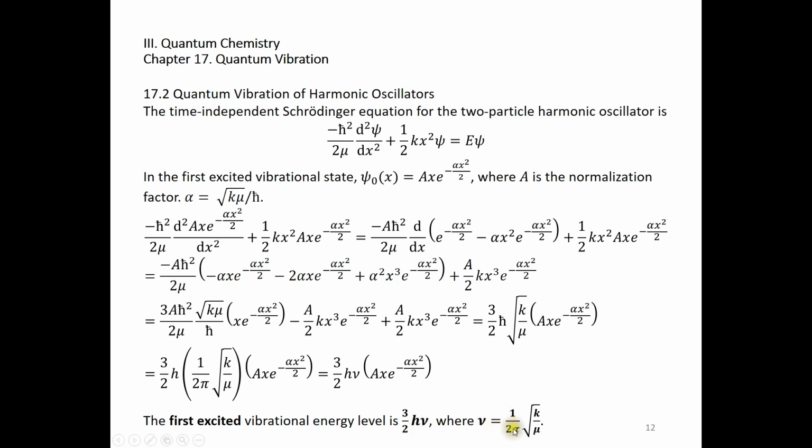Nu is 1 over 2 pi times the square root of k over mu. Again, you can rewrite this as 3/2 h bar times omega. H bar is h over 2 pi. Omega is nu times 2 pi. So it's just different flavors. This is more like the chemist's flavor, and if you use h bar times omega, more like physicists.